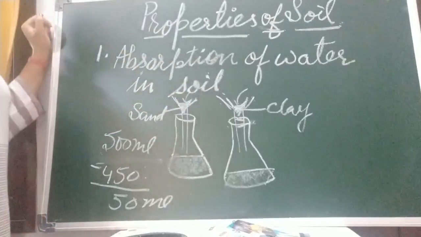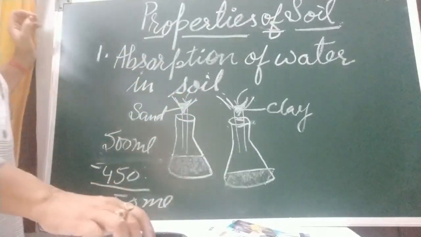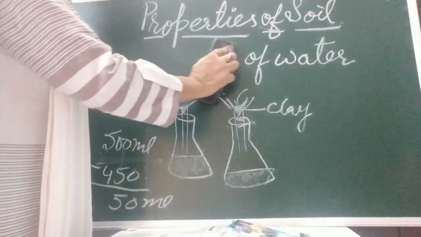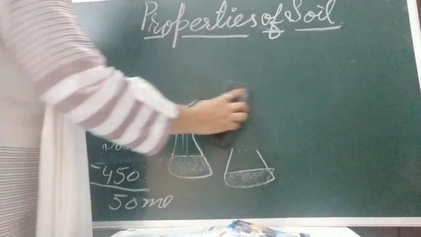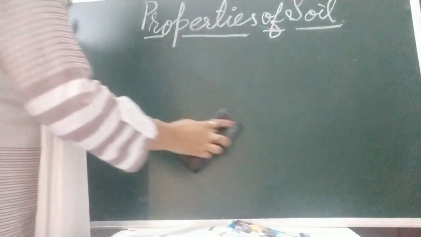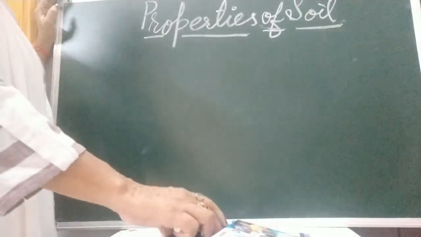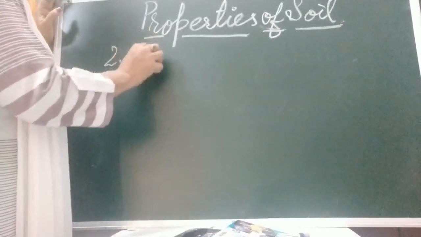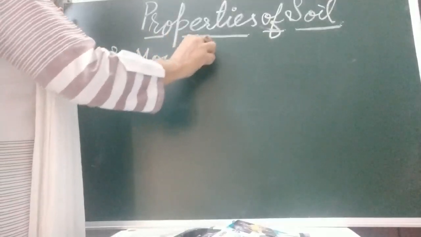Is this clear, children? First is what? Absorption of water in soil. Which soil absorbs more water? Clayey soil. Now the second property of soil is moisture in soil.